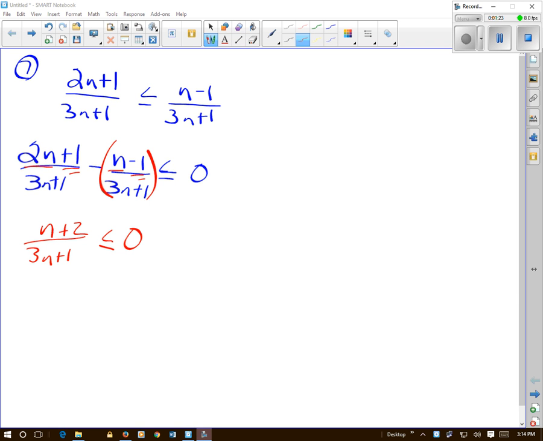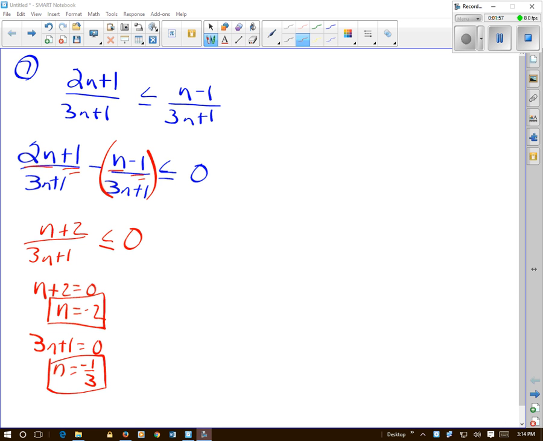So at this point, we're going to look at, remember, the critical values. So critical values are what makes it equal 0 or be undefined. So that's when n plus 2 equals 0, or n equals negative 2. It's our first critical value. And when 3n plus 1 equals 0, that would be n equals negative 1/3, which would be our second critical value.